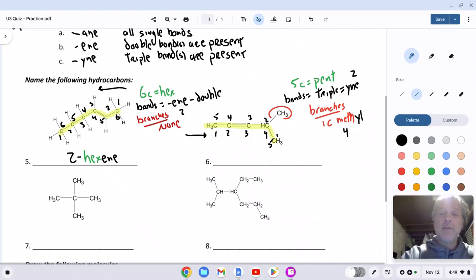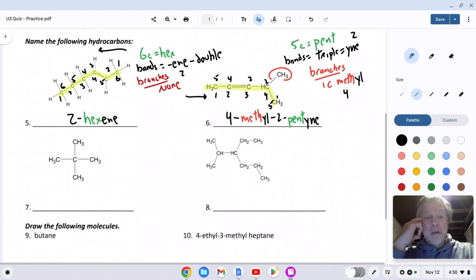So when I write this, it's going to be 4-methyl, and it's going to be 2-pent, and then the ending has to be YNE.